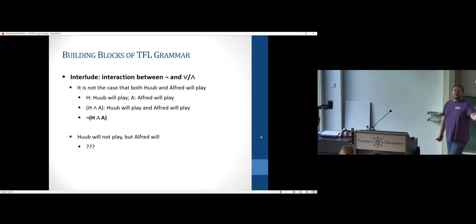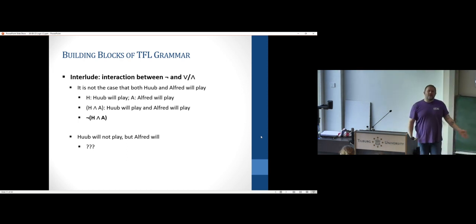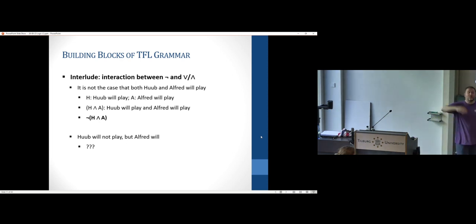Now, if it's not the case that they're both going to play, what could still happen? Either one of them could play, or they could both not play. Yeah, right? So this is compatible with Alfred showing up and Hoob staying home. It's also compatible with Hoob showing up, Alfred staying home, or both of them leaving me sitting there at the field by myself. This just says it's not the case they're both going to rock up. Okay? So this says it's not both.